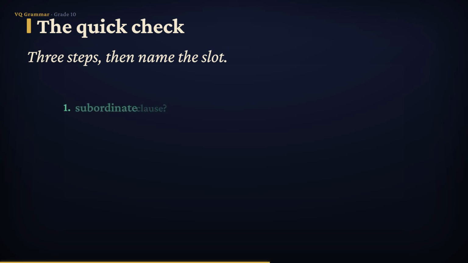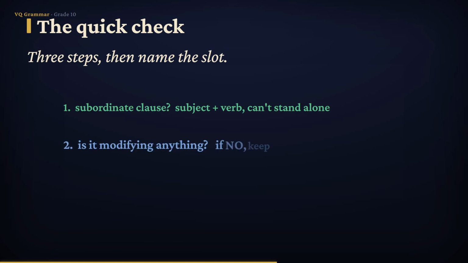Step 1. Is it a subordinate clause? Does it carry its own subject and its own verb, and can it not stand alone as a sentence? Step 2. Is it modifying anything? Ask whether it is describing a noun or describing a verb. If the answer is no, it is not modifying a thing, then keep going.